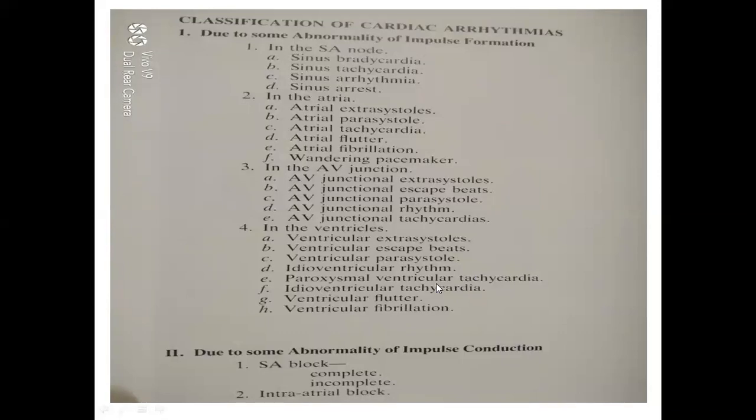Is it clear? So paroxysmal ventricular tachycardia is that. Ventricular flutter, same like atrial flutter and ventricular. Can I move ahead? So these are the different types of arrhythmia. Now we will go for the different types of heart blocks. Can anyone tell me what is heart block?